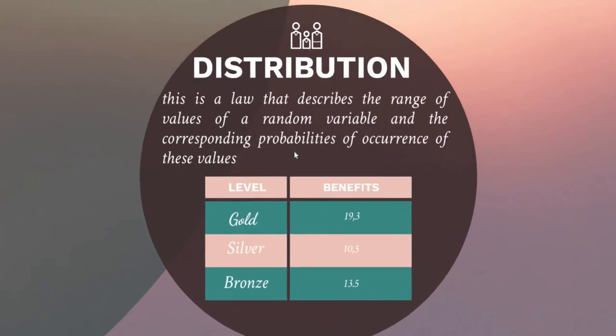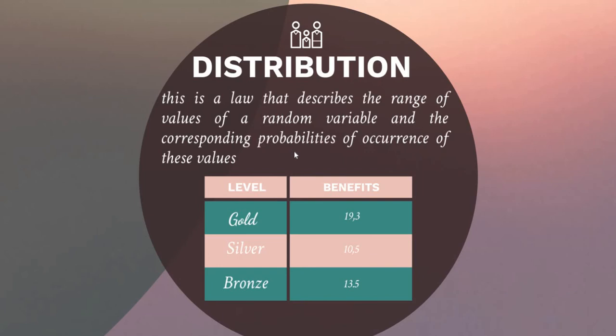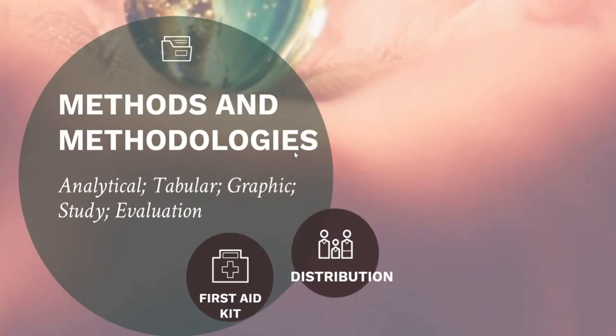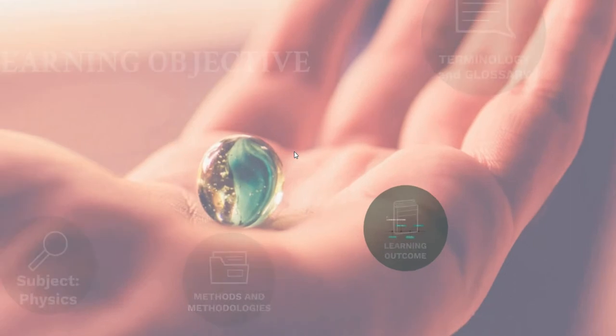So let's talk about distribution. This is a law that describes the range of values of a random variable and the corresponding probabilities of occurrence of these values. Here in the table below you can see that different types of metals have different types of probabilities. For example, gold has 19.3, silver has 10.5, and bronze has 13.5. Those were the methods and methodologies.